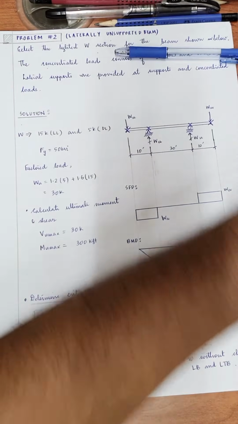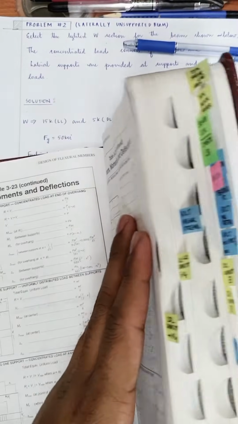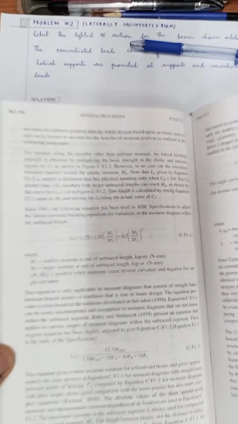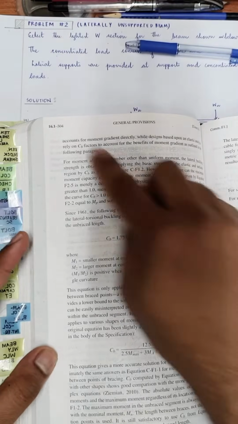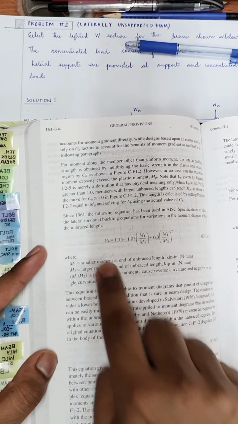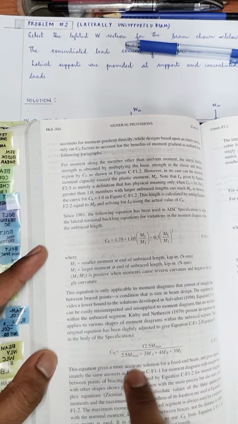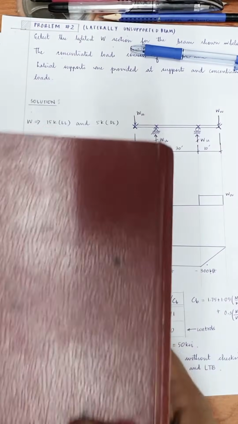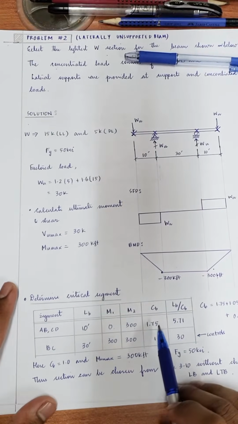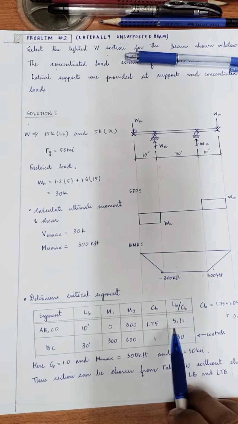This is available in the manual in the commentary section in page 16.1304. CB is over here for linear bending moment diagram, and for non-linear bending moment diagram we have CB from here. So you get a CB value of 1.75 and you get an LB over CB value of 5.71.